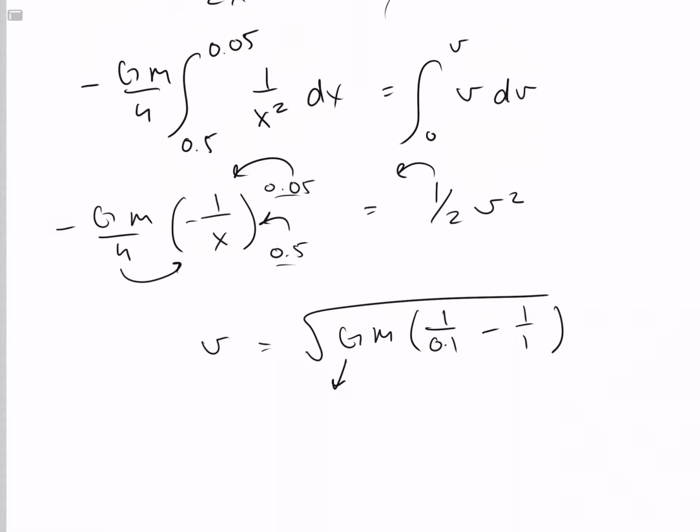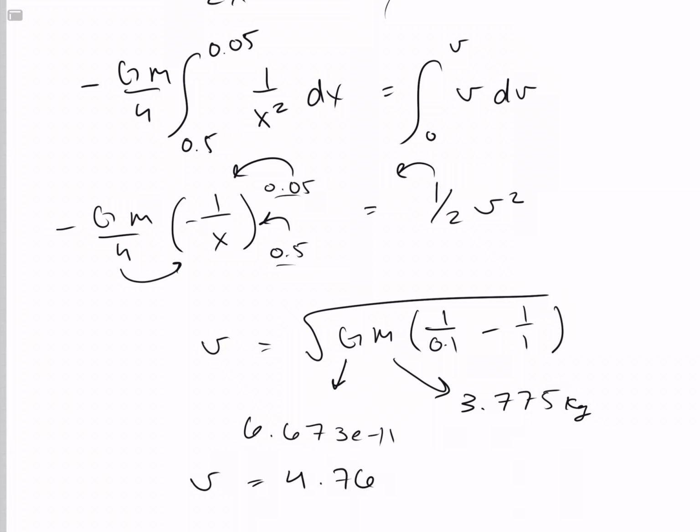Then plugging in the values of the gravitational constant, 10 to the negative 11, and the mass that we found using density, we can solve for the velocity at that final position, and that'll be 4.76 e to the negative 5 meters per second. So it's going very slow, but that's expected for gravity.